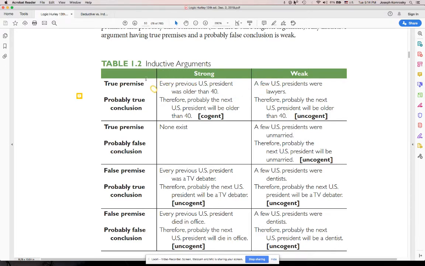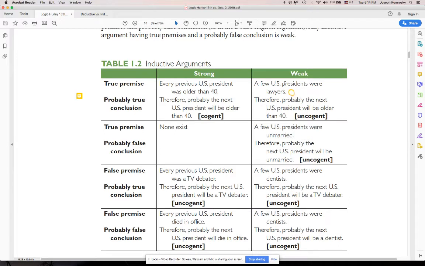Every previous U.S. president was older than 40. Every one, right? Therefore, probably the next U.S. president will probably be older than 40. Okay, yeah, if I grant that premise, that seems to be probably true because, again, every president that was previous was over 40. This one just says a few U.S. presidents were lawyers. Therefore, probably the next U.S. president will be older than 40.